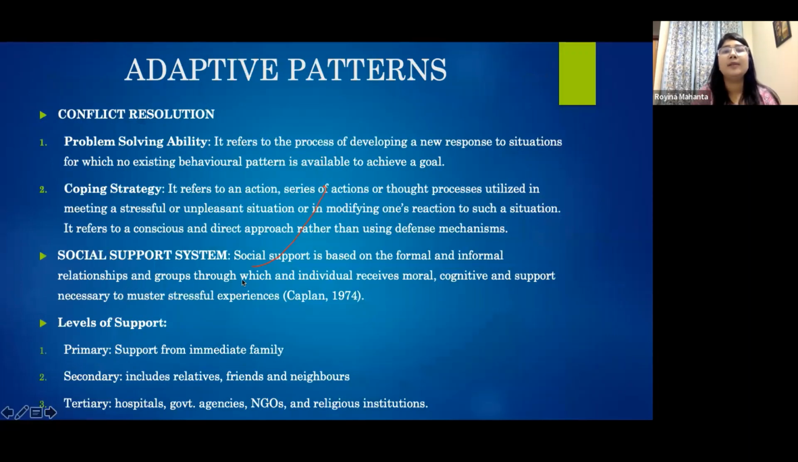Then lastly, we'll be talking about adaptive patterns. So within any family, just like in individual therapy, we look at how good an individual is in terms of their ability to solve problems, cope with stress. We also look at, as a family, that is jointly, how are they at solving problems? If any problem requires a novel solution, can they come together and bring about an effective solution to a problem?